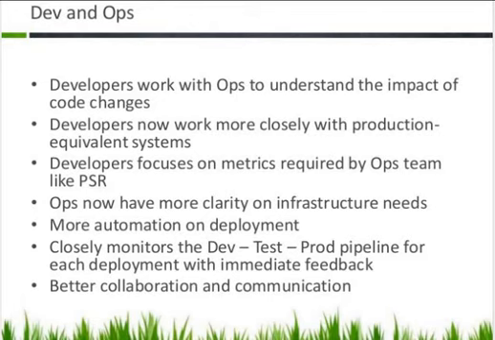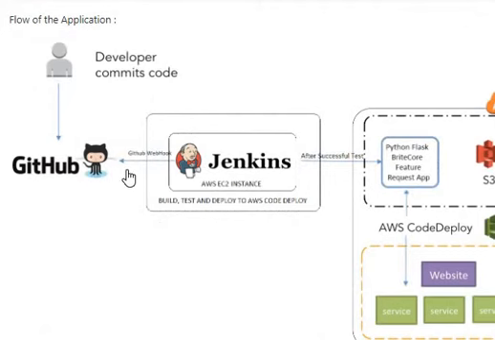So this is a kind of thing. The developers work with the operations to understand the impact of the code changes. Developers now work more closely with the production equivalent system. Yes, production system means the live system, right, that is running on the customer side. Operations now have more clarity on the infrastructure needs, more automation on the deployment. So this is the kind of example I have shown to you.